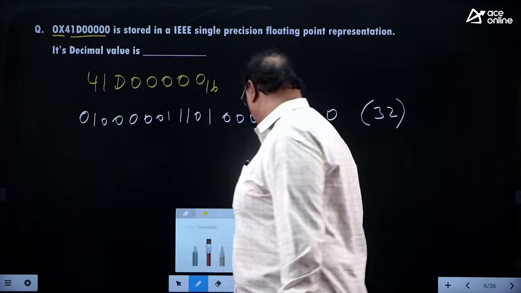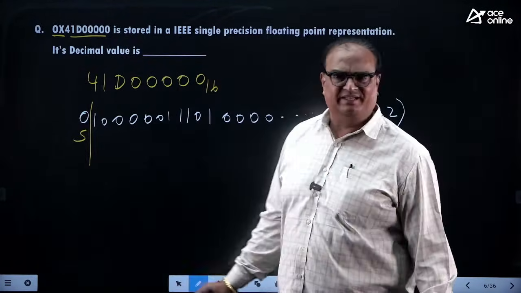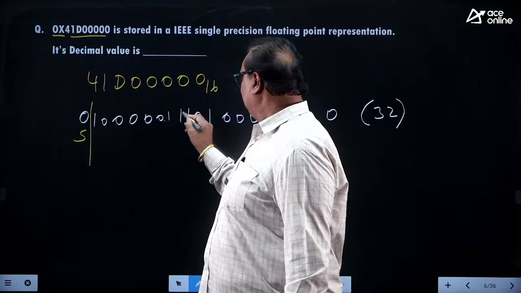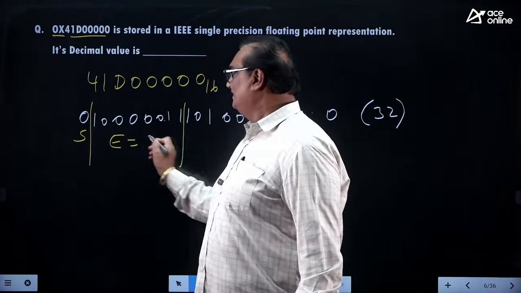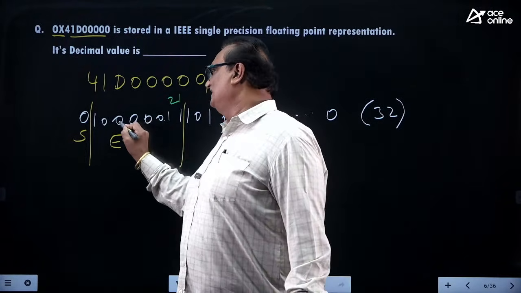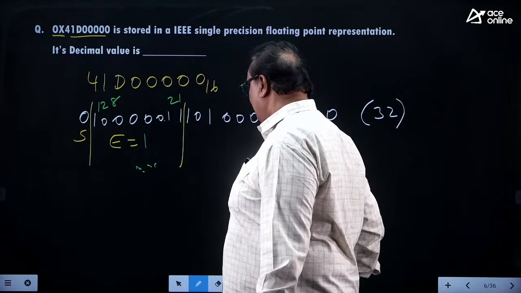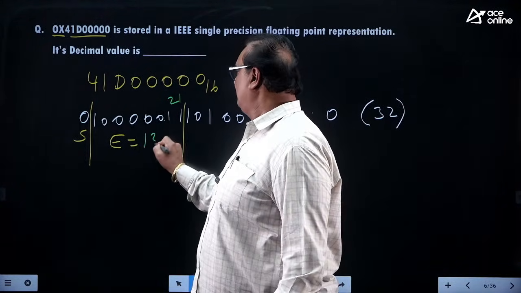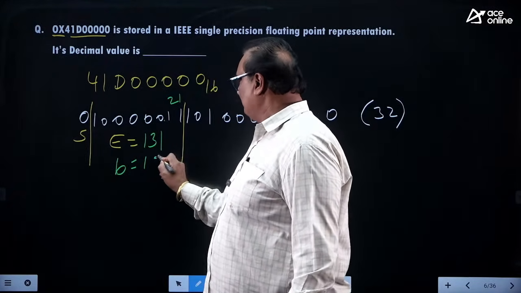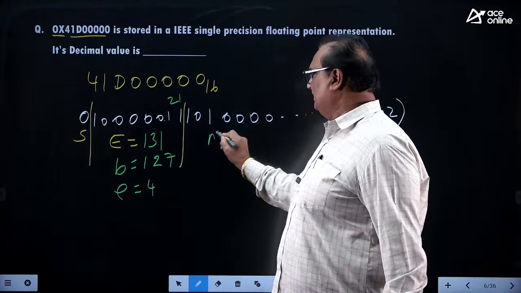In this, the first bit tells the sign. The next 8 bits are used to represent the biased exponent, capital E. First, find the decimal value for it: 1, 2, 4, 8, 16, 32, 64, 128 means 131. We already know the biasing value in single precision notation is 127. That's why the true exponent is 4. Next, it is the M value.